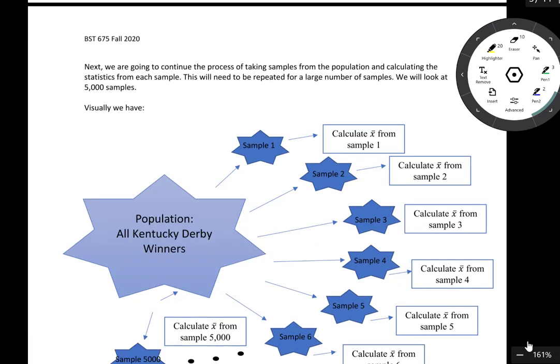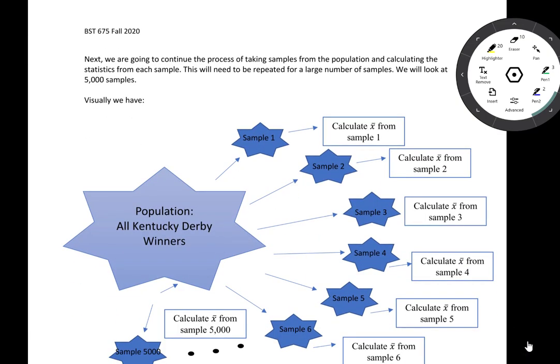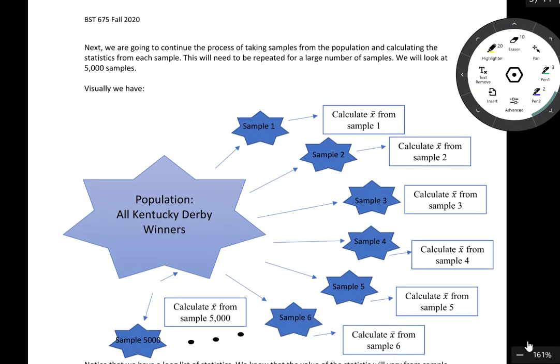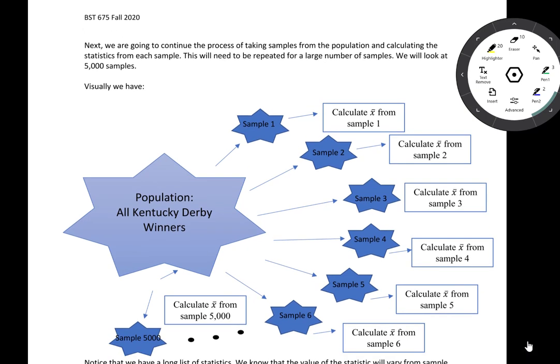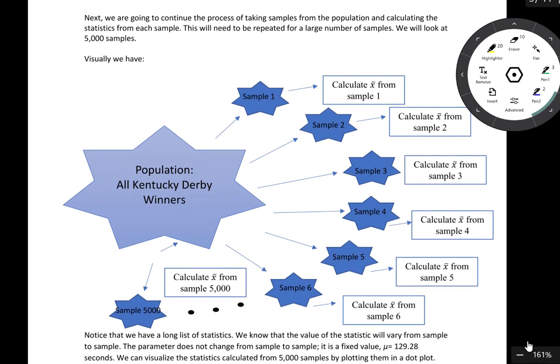And in order to quantify this, we're going to look at what is called the sampling distribution. One way to think of the sampling distribution is to suppose that I continued this process of taking these random samples. So the idea here is I start out with the population, which is all of the Kentucky Derby winners, and in particular what I'm interested in is the winning race times. And I'm going to take a ton of samples from this population, where each of them are random. So in this diagram, I'm supposing that I took 5,000 samples. From each of those samples, I'm going to calculate an x-bar. So notice I'm going to have 5,000 different sample means.